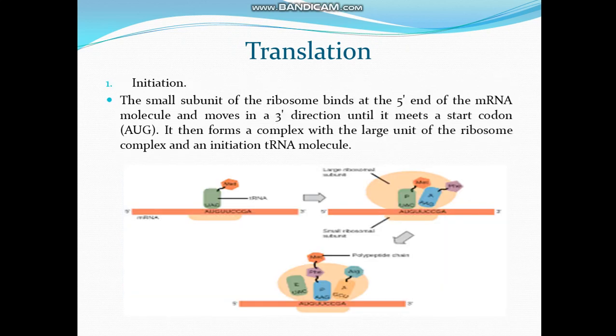The first step of translation is initiation. The small subunit of the ribosome binds at the 5' end of the mRNA molecule and moves in a 3' direction until it meets a start codon, the AUG. It then forms a complex with a large subunit of the ribosome complex and an initiation tRNA molecule.